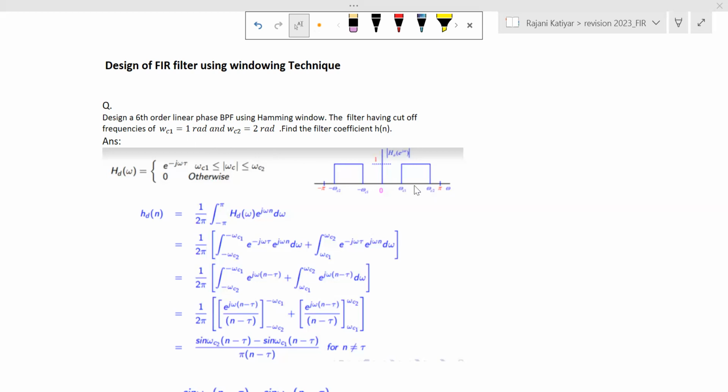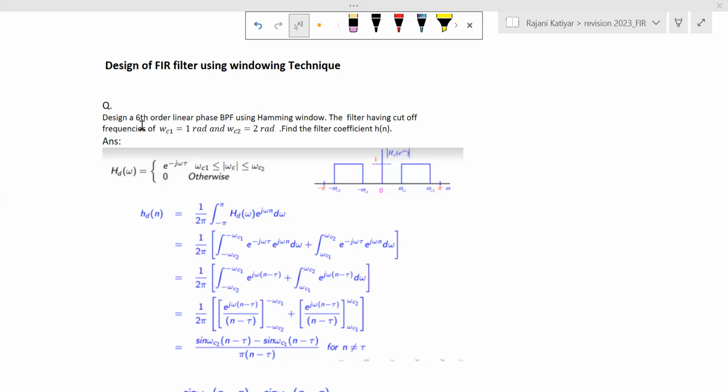Within this cutoff frequency range, the magnitude characteristic of the filter is 1, and apart from these cutoff frequencies, everywhere the magnitude is 0. The same thing can be mathematically written as HD of omega, that is the filter response, equal to 1 into e power minus j omega tau. As in the previous case, tau is our delay, and the delay value depends on the number of filter coefficients minus 1, divided by 2.